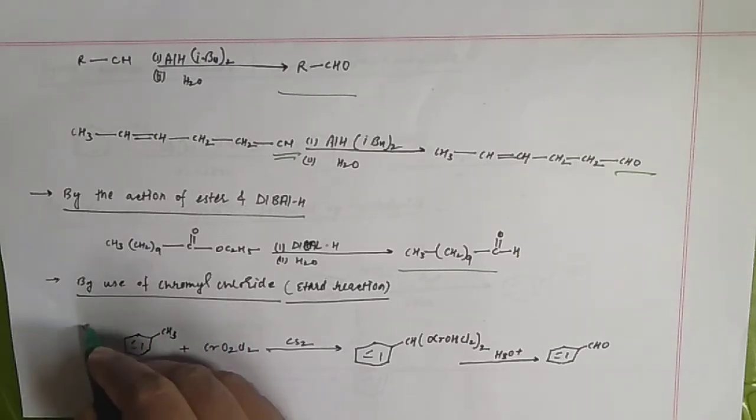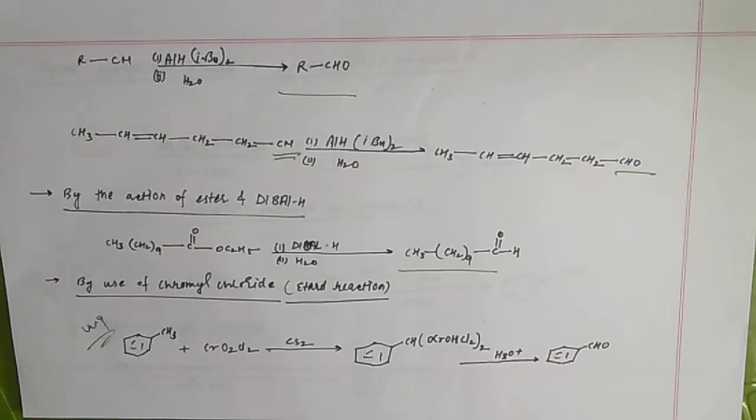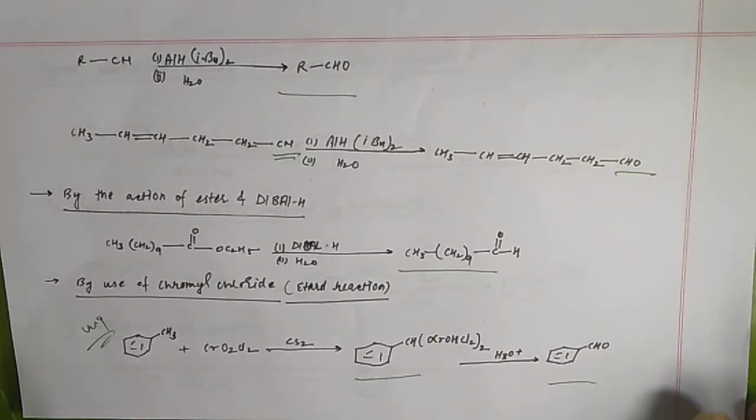The next method is by use of chromyl chloride. This is an important reaction, also known as the Etard reaction, where you take the toluene and heat it with chromyl chloride in CS2 solution. It gives an intermediate, which on hydrolysis gives the benzaldehyde. So ester or alkyl nitrile can be reduced easily by the diisobutyl aluminum hydride, and with the help of chromyl chloride we can also oxidize the toluene to the benzaldehyde.